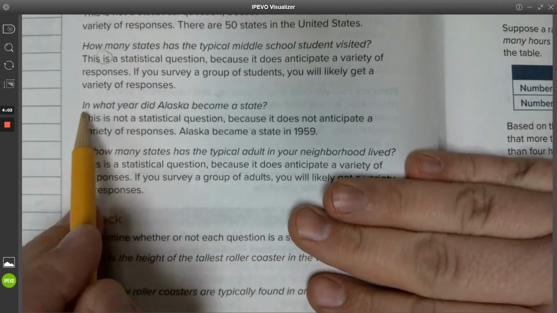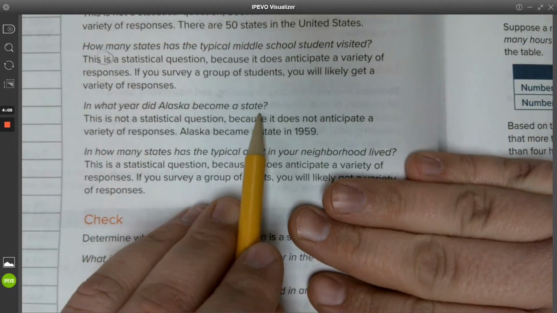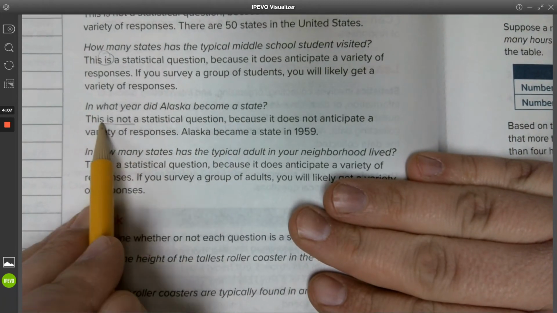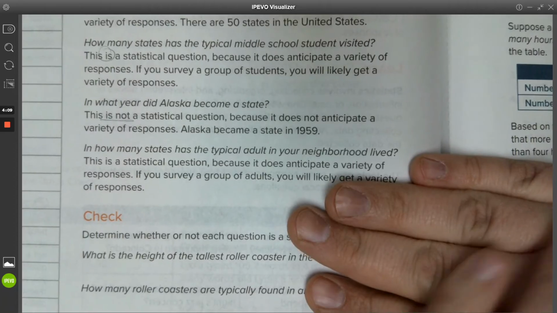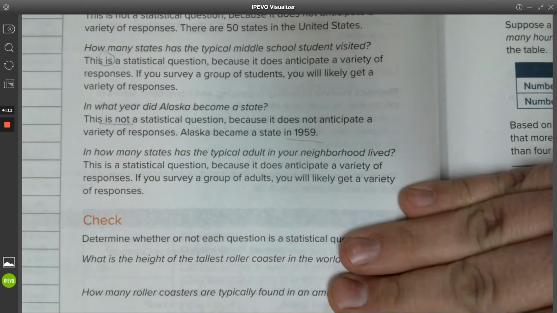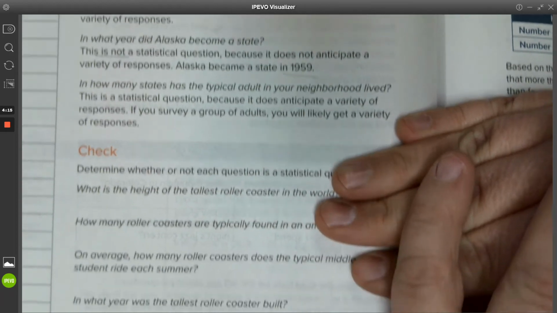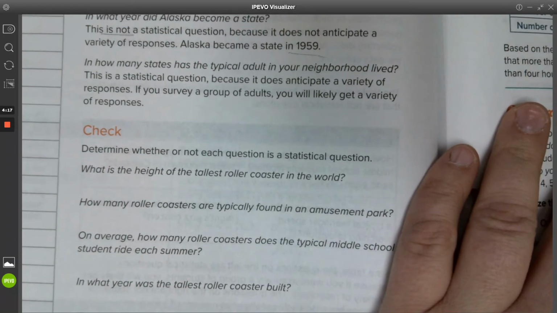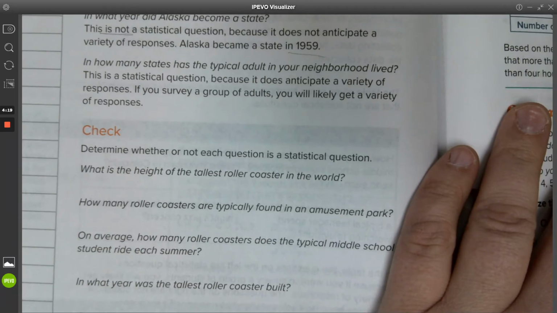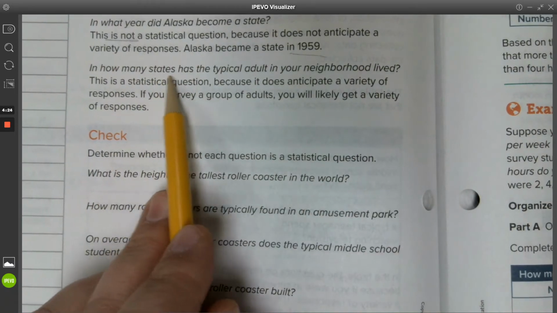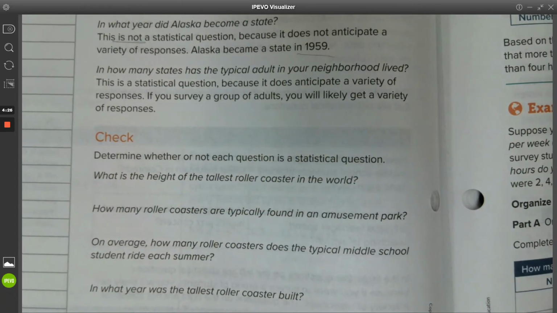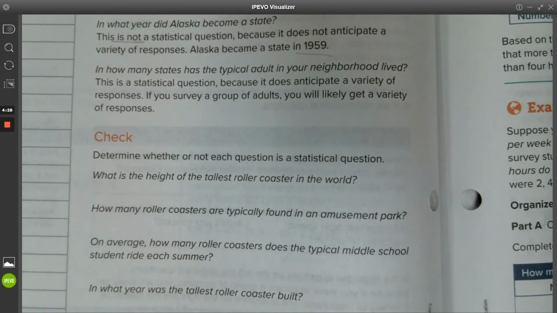How about this one? In what year did Alaska become a state? This is not. Because there is only one answer, 1959, we cannot call this a statistical question. How about this one? In how many states has the typical adult in your neighborhood lived? This, once again, because we're asking a bunch of different people, typical adult would be a statistical question. Yes.